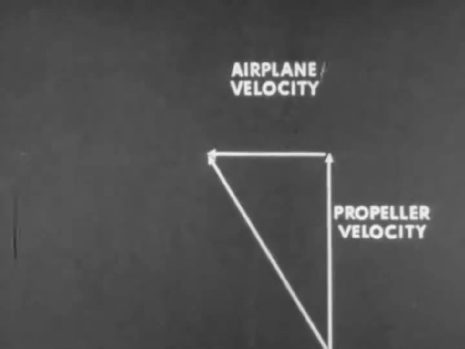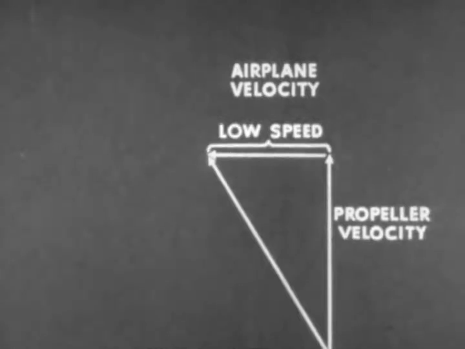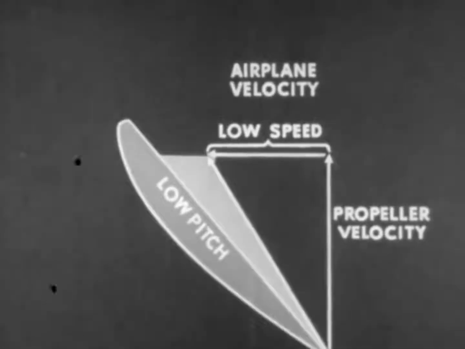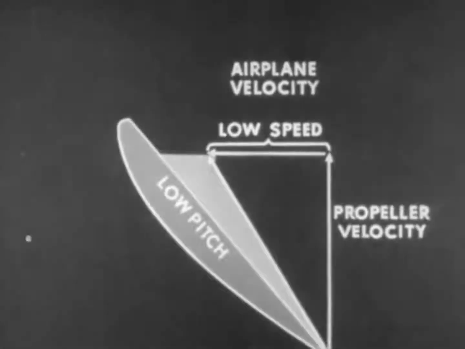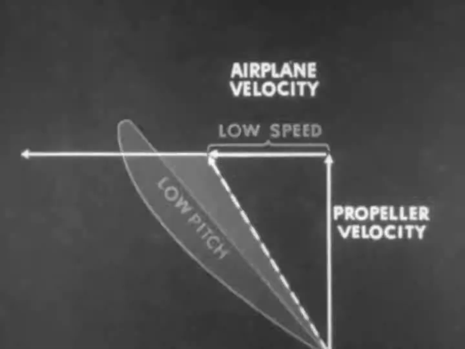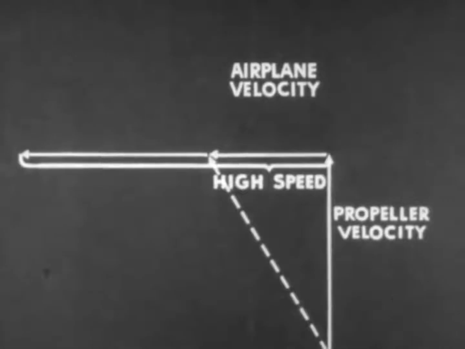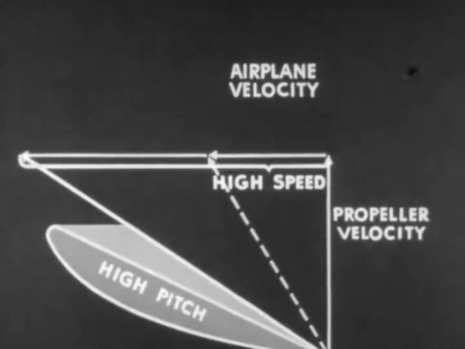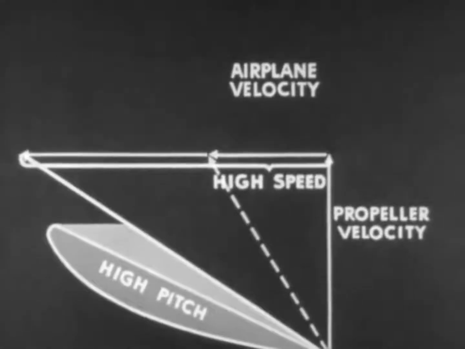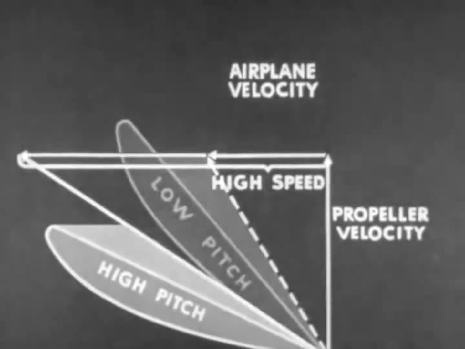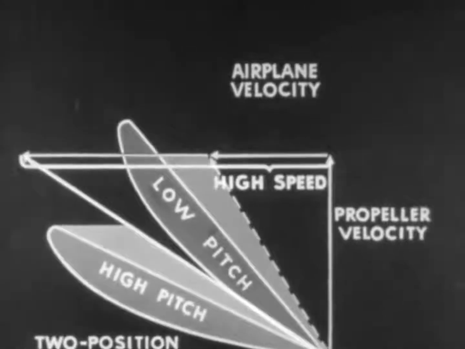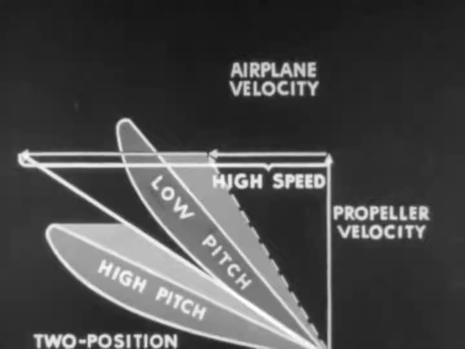From the blade path diagram, it is clear that a low airplane velocity, as at takeoff, requires a low pitch for the proper angle of attack. At higher airplane speeds after the takeoff, the propeller is shifted to a high pitch, so the angle of attack will remain close to the proper figure. The two-position controllable pitch propeller, therefore, is satisfactory on airplanes of medium speed range.